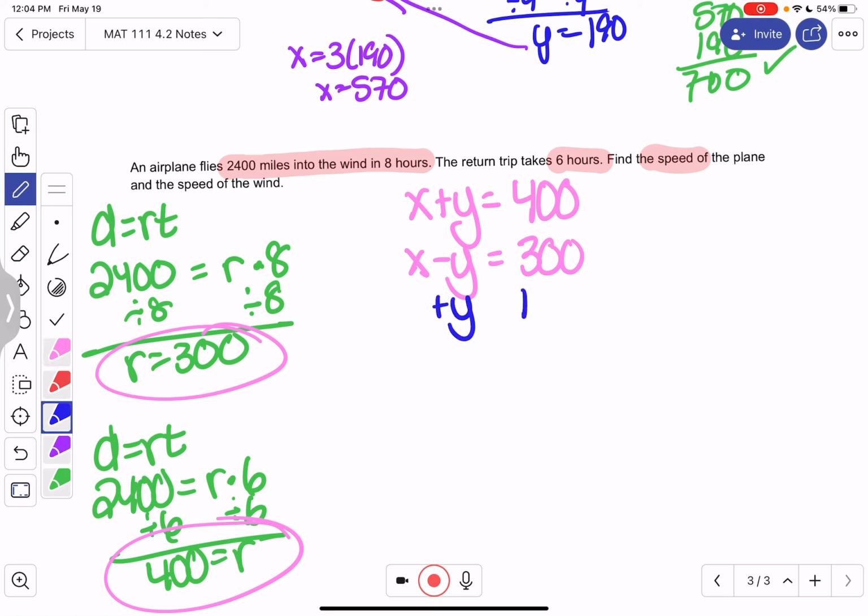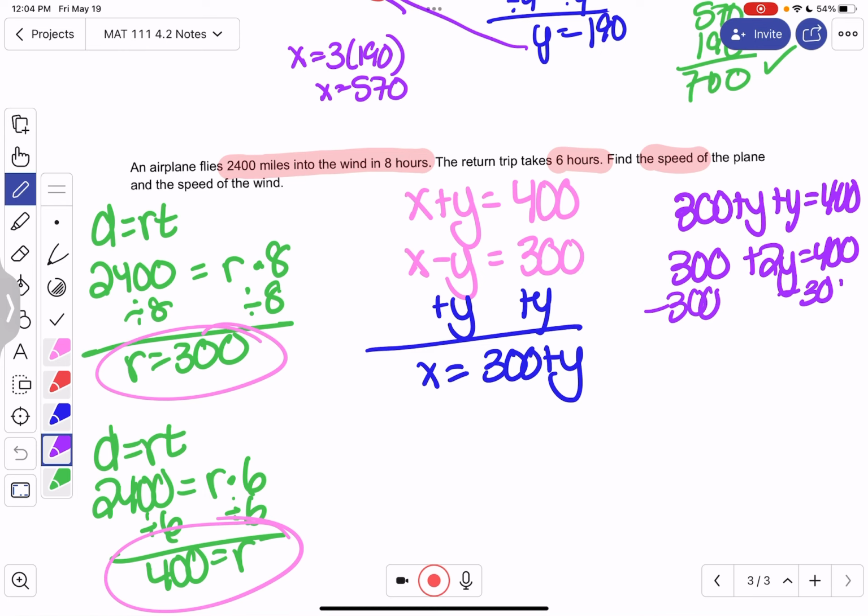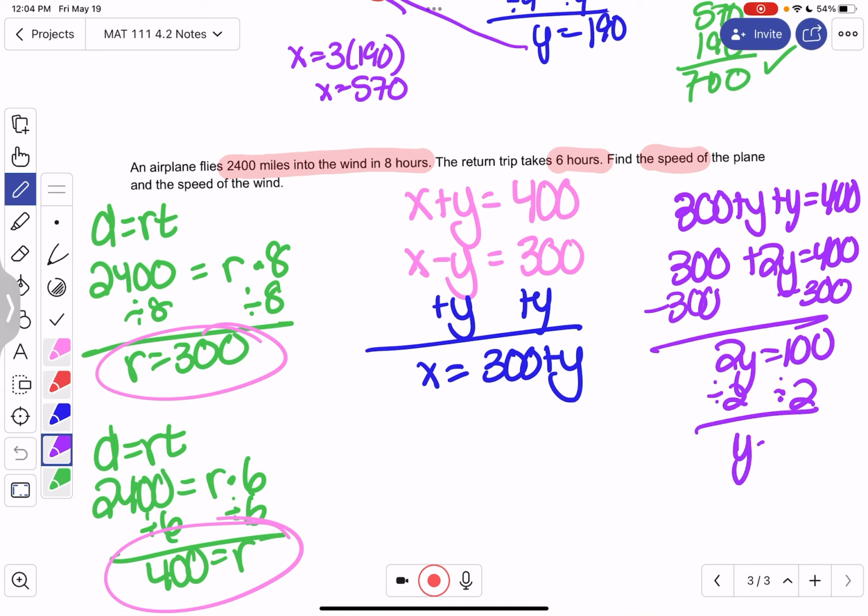So if I add y to both sides, I would get x equals 300 plus y. Plug it in. So 300 plus y equals 400. If I combine like terms, I get 2y. Subtract 300 from both sides. We get 2y equals 100. Divide both sides by 2, and y equals 50.